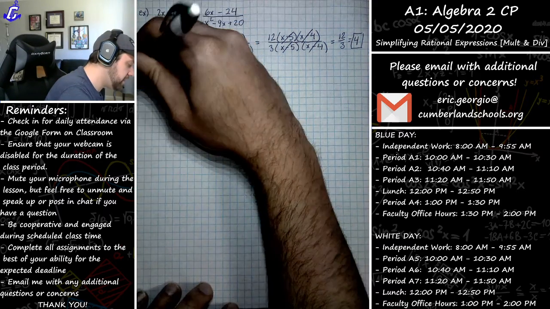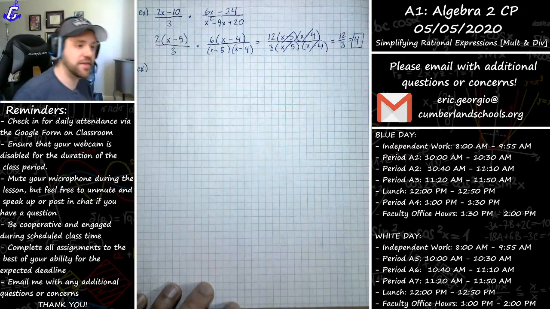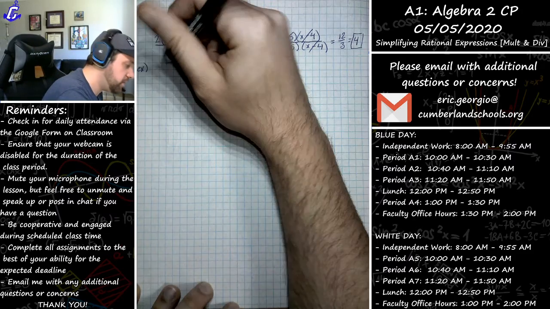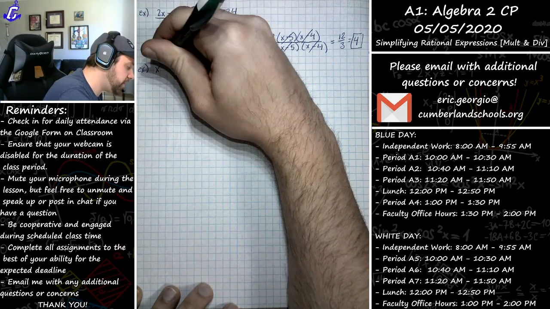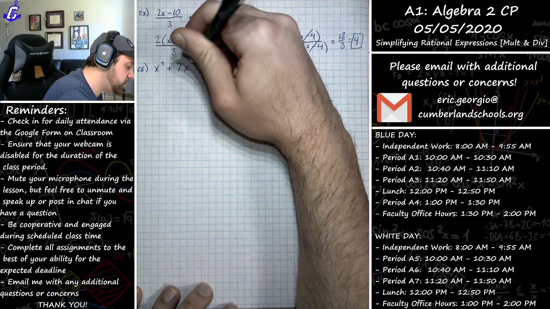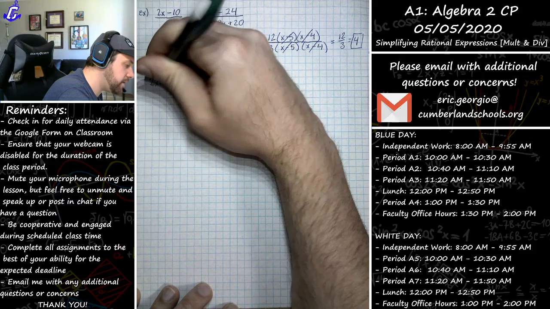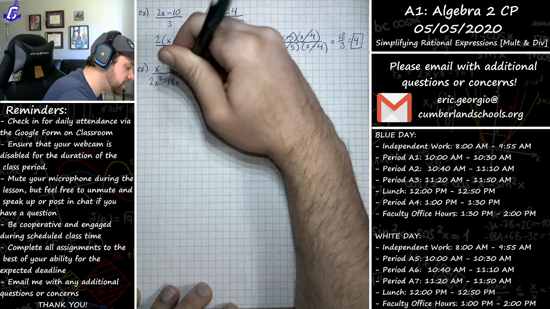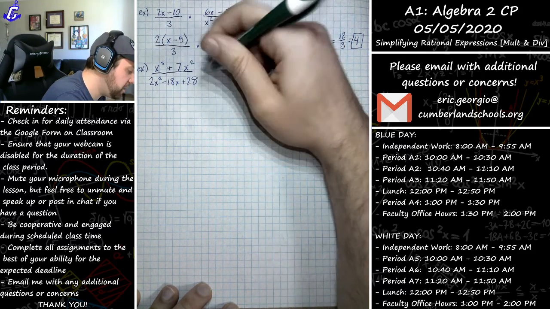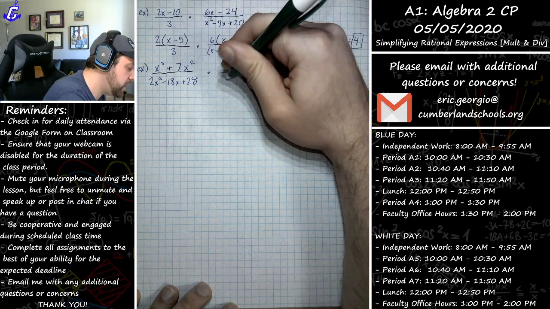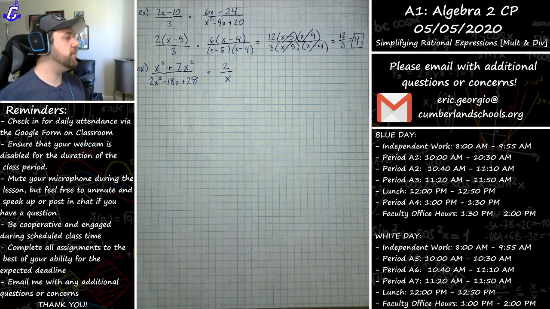Okay, how about something like this? Ready? I'm asking you now to simplify this. We have x to the third plus 7x squared, all divided by 2x squared minus 18x plus 28, looks a little scary, times 2 over x. Okay? Simplify something like that.